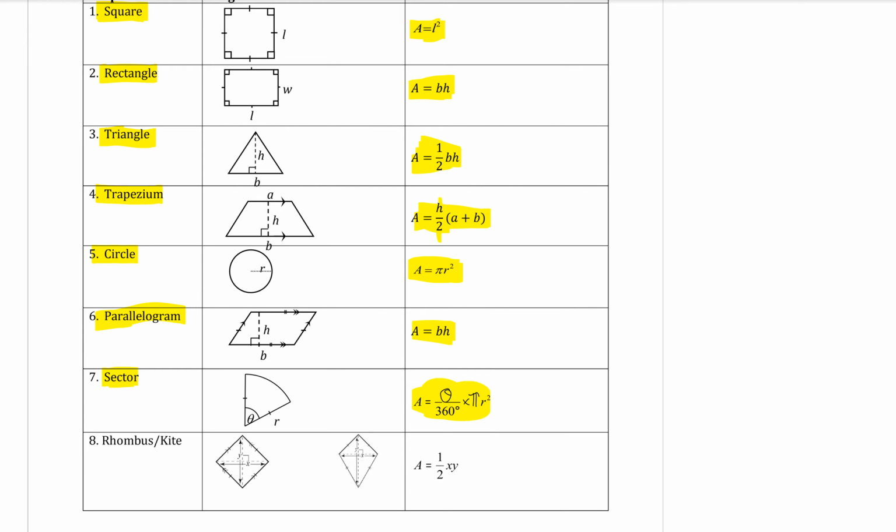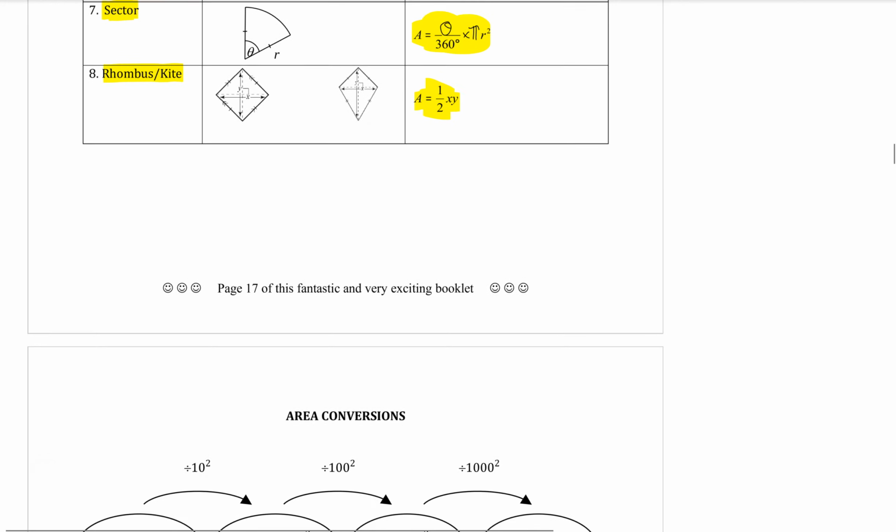And the last one for today is the rhombus / kite. So this shape here is a rhombus, and this one here is a kite, but they have the same formula, and that is A equals half XY, where X and Y are the lengths of the diagonals. All right, so question time.